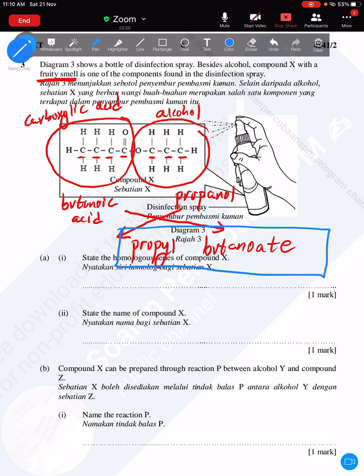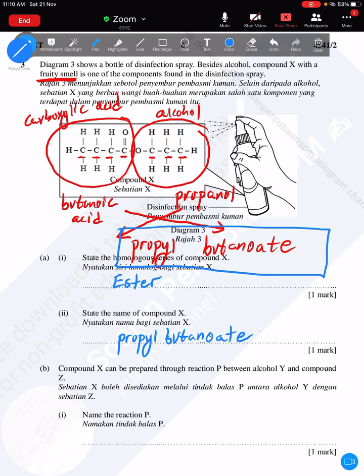Now, you have a look. State the homologous series of compound X. Compound X, the homologous series will be ester. Name the compound X. It's propyl butanoate. Okay, very good. Next one.